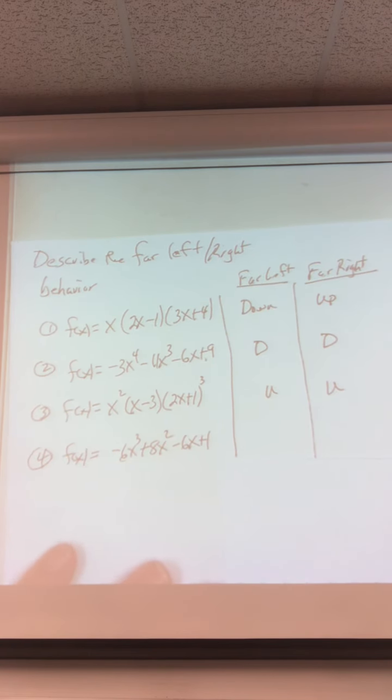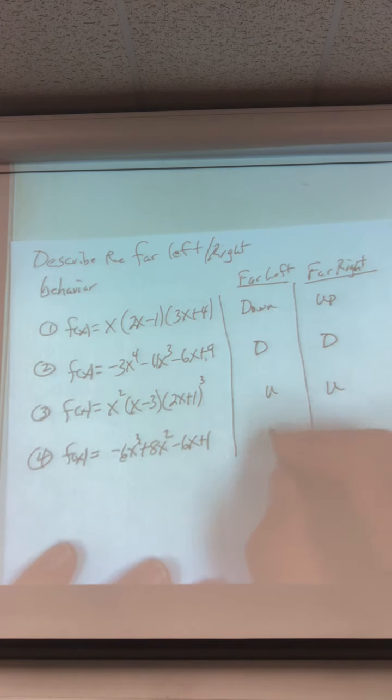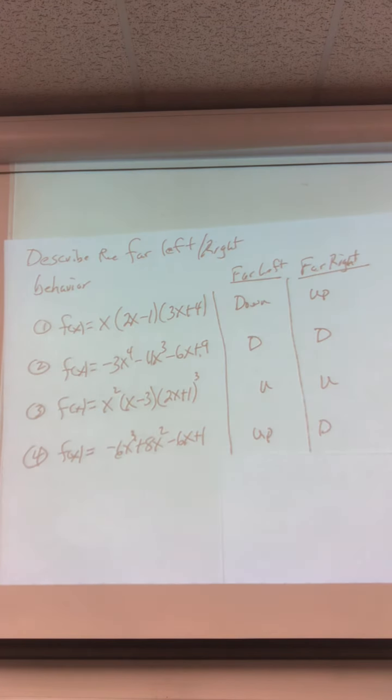And then this next one is an odd degree. That means the arms go in opposite directions. It's a negative odd degree. So that means it's left arm up, right arm down.